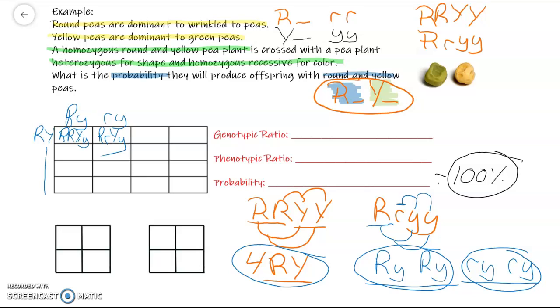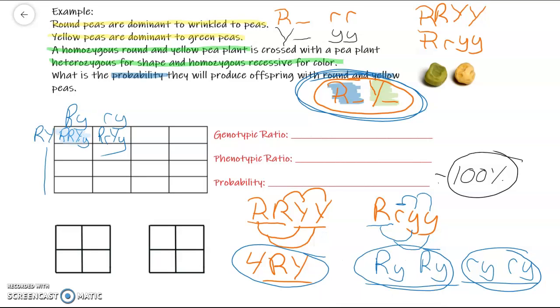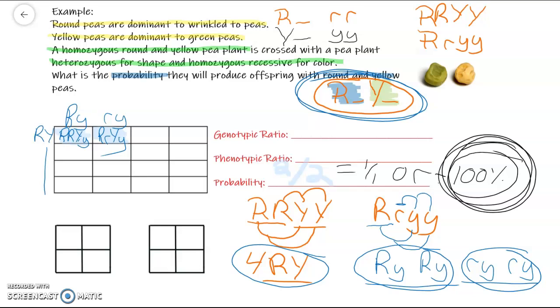We are looking for this scenario up here of the 2 possibilities. If I get my highlighter out right now, I'll pick the lighter blue here. This individual will have round peas and be yellow. This individual will have round peas and be yellow. So once again, we have 2 out of 2, which is equal to 1 out of 1, or here we go back to our same answer of 100%.